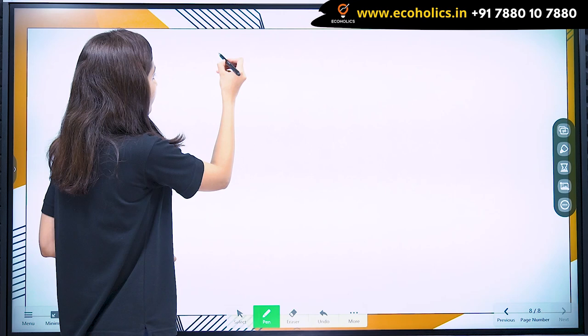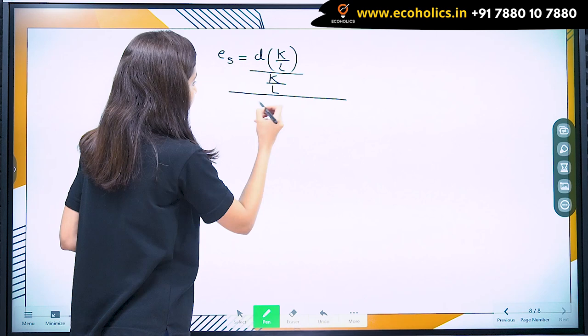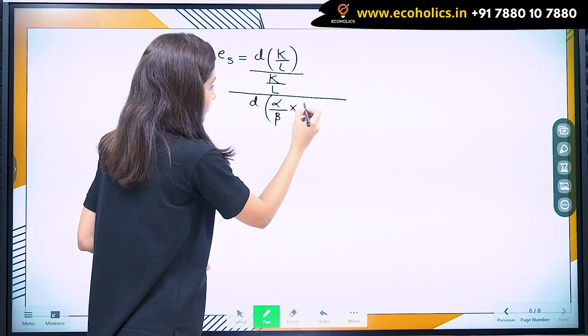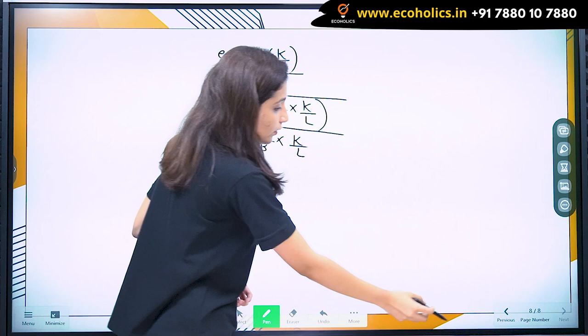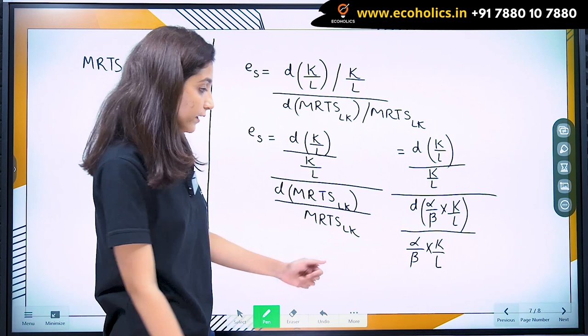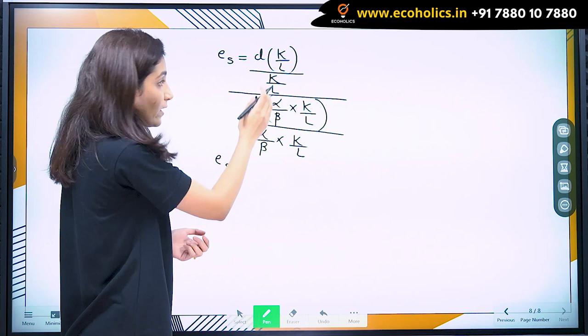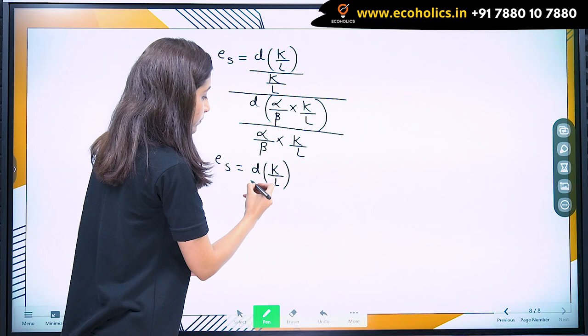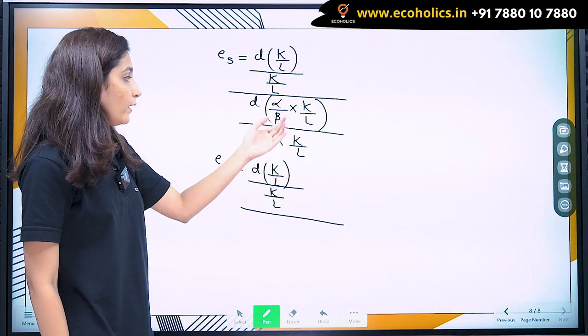In our previous slide, we got elasticity of substitution in this form. So this is what we got in the previous slide. Continuing, we get elasticity of substitution as, so this remains as it is, whole divided by, now we need to find the derivative of this term, but we know that alpha and beta are constant. So we are going to find the derivative of this term over here.